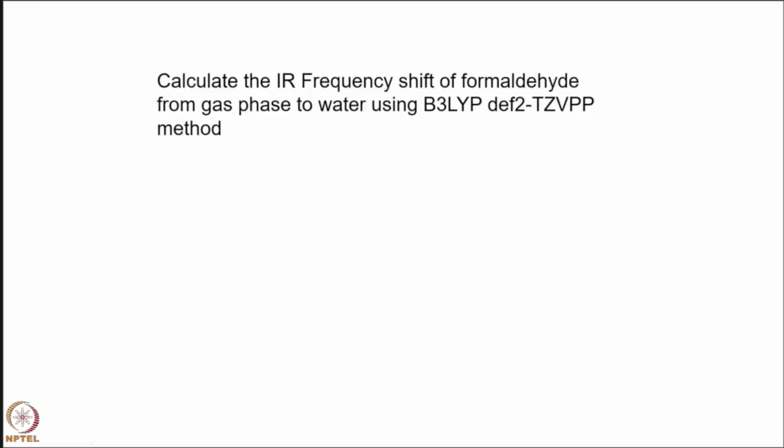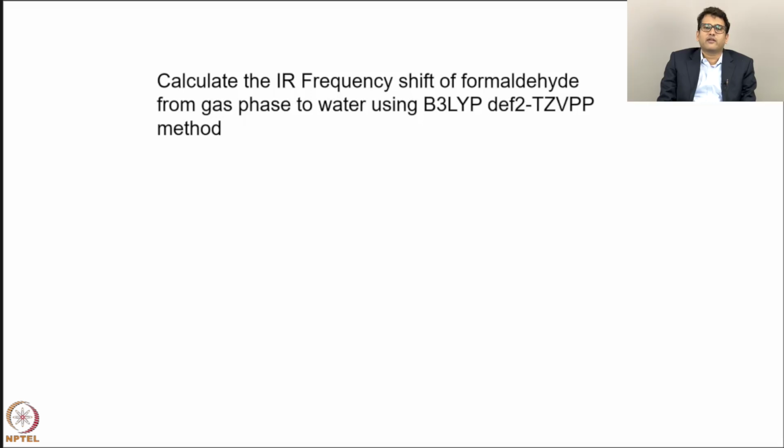Now, one of the first examples we will see on the effect of the solvent is to calculate the IR frequency shift of formaldehyde from gas phase to water using the B3LYP def2-TZVPP method. We have tried this problem before, and we can see how the solvation effects actually change the case of formaldehyde.